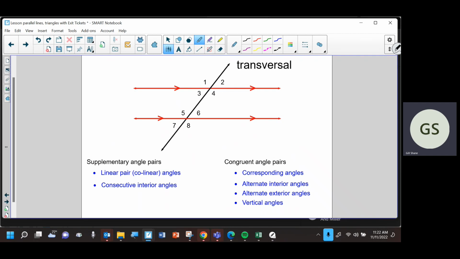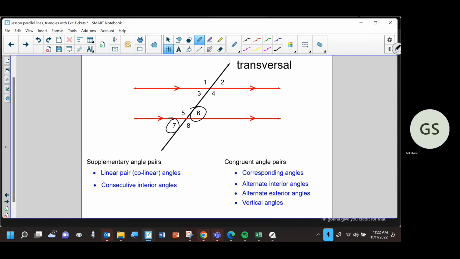Nyla, what's vertical angles? What are vertical angles? We did it? Yeah. I'm going to give you credit for that.